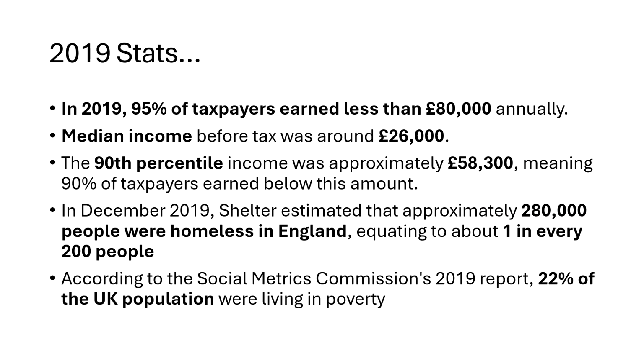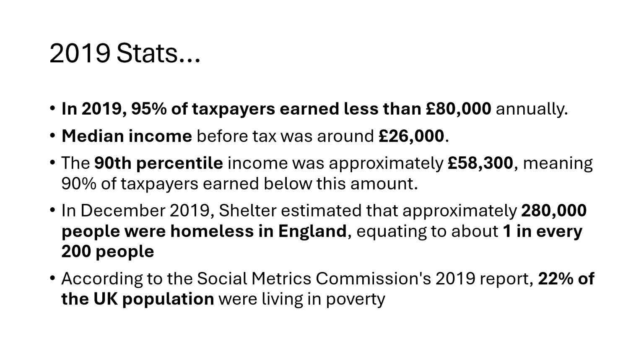But I do think it's worth pointing out these 2019 stats. In 2019, 95% of taxpayers earned less than £80,000 annually, so they would not have been affected by this tax proposal. The median income before tax was £26,000, so obviously a lot lower than what I gave you. And as we can see, the 90th percentile income was approximately £58,300.